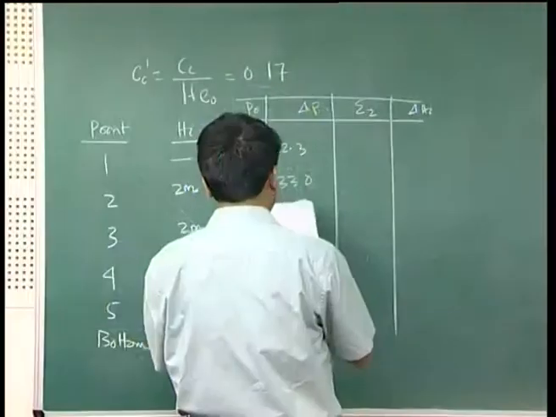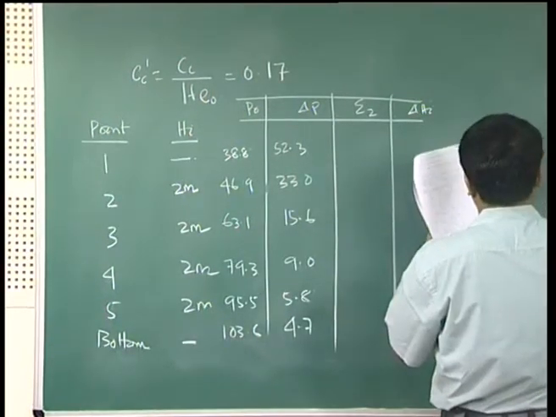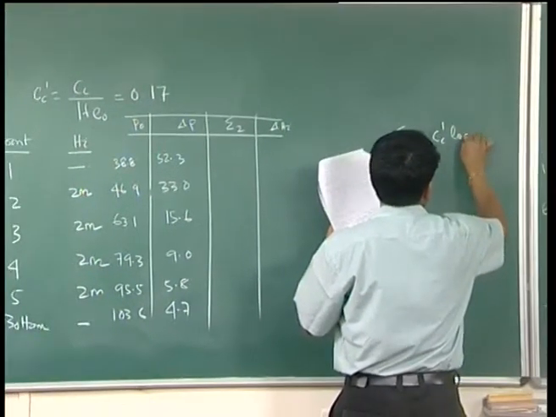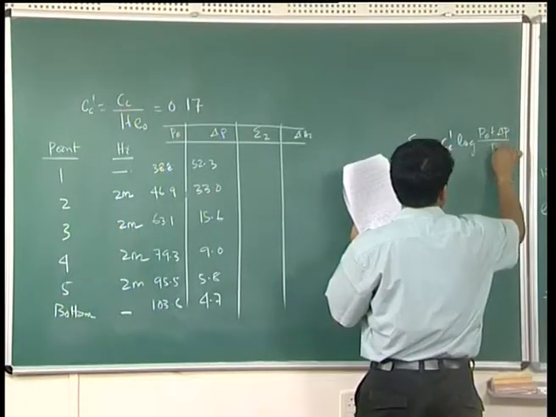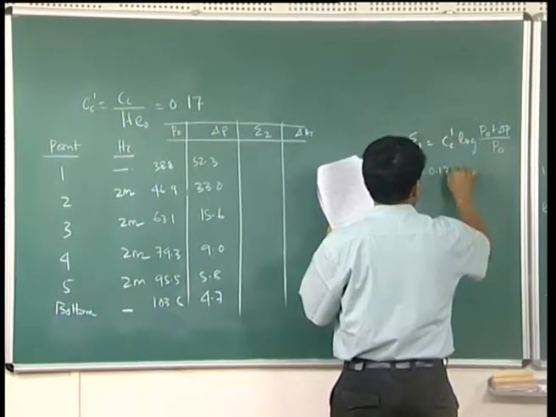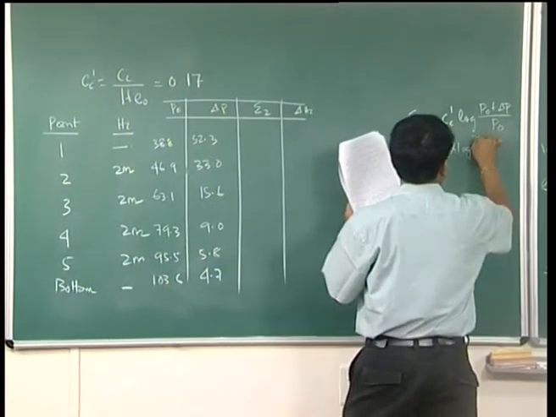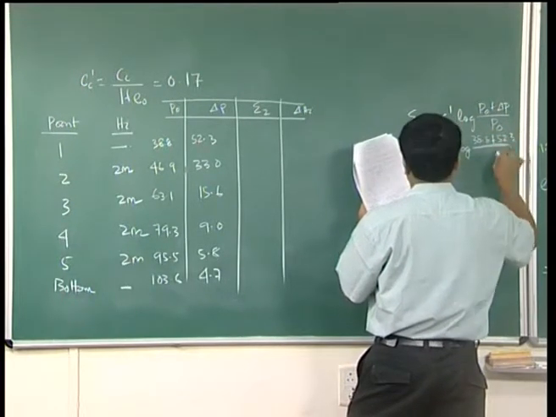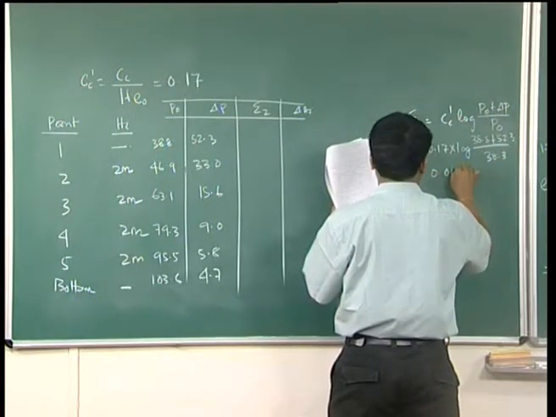Now, xi 2 you can calculate; this is the strain, Cc prime log of P 0 plus delta P by P 0. So this is equal to 0.17 into log of 38.8 plus 52.3 divided by 38.8, which is equal to 0.063.